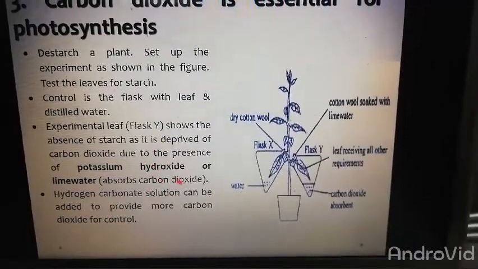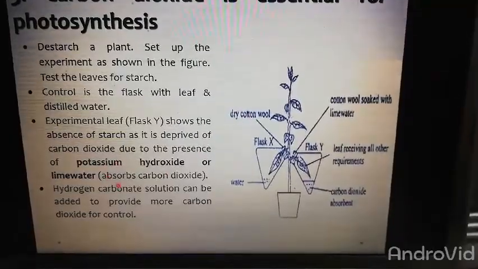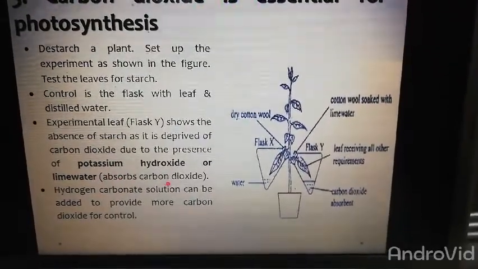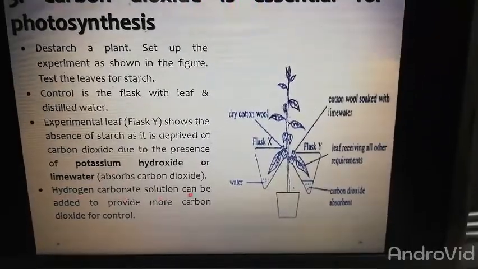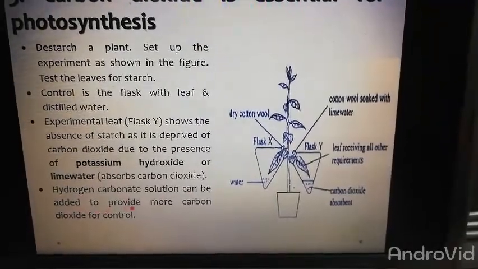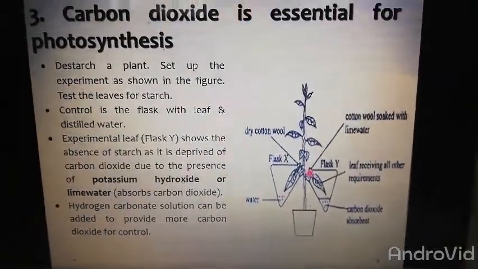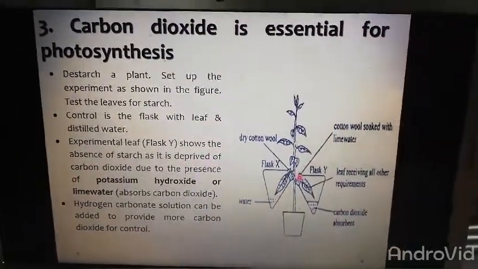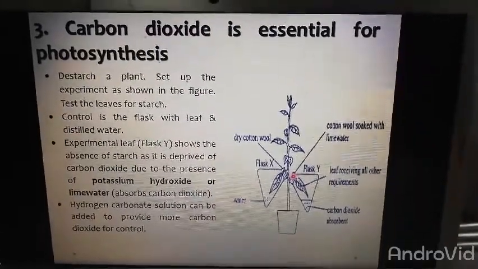So let's say if you want to improve the experiment, how can you provide more carbon dioxide? You can use hydrogen carbonate solution, which can be added to provide more carbon dioxide for the control.